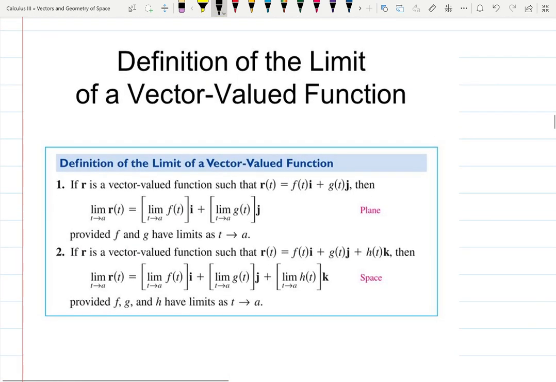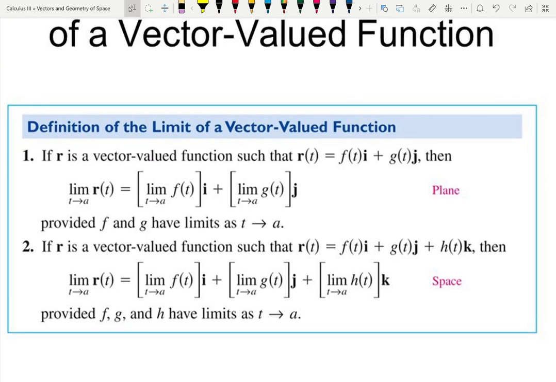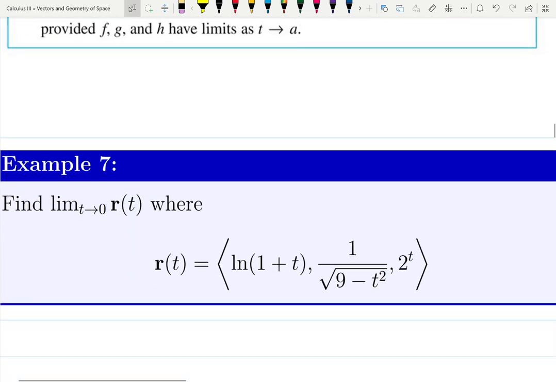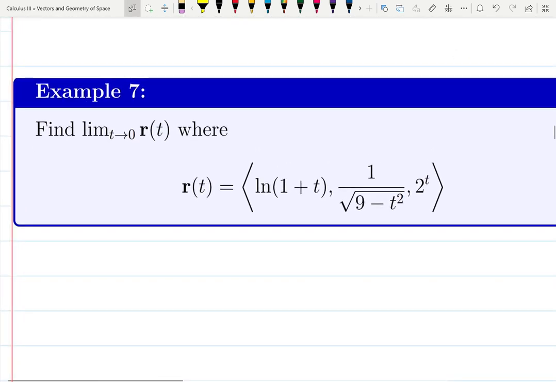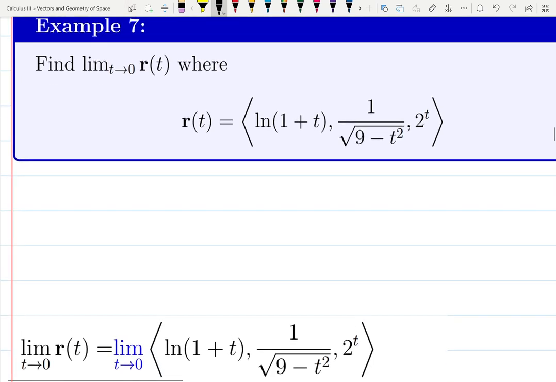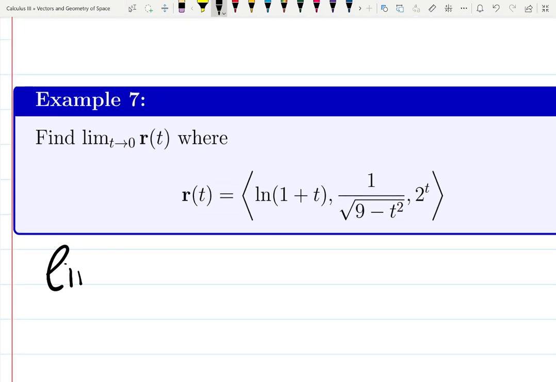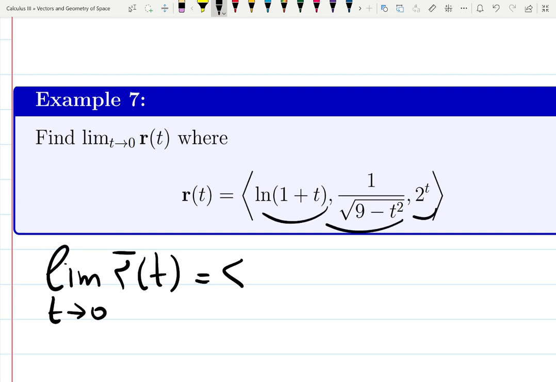You don't have to copy this, but limits, just limits. So let's review if you remember limits or not. For a limit, you will take the limit of the function in front of i, the function in front of j, and in front of k. So plane, only 2-dimensional; space, 3-dimensional. Let's see if you remember anything. Limit of r of t when t is going to 0 is... So you take the limit of this thing separately, and this thing separately.